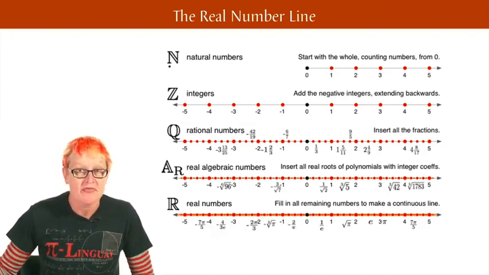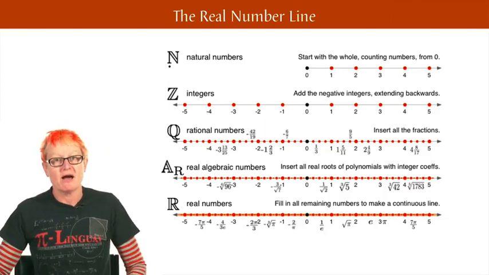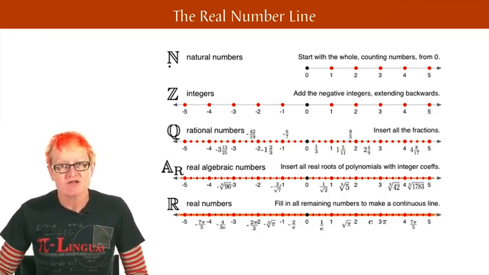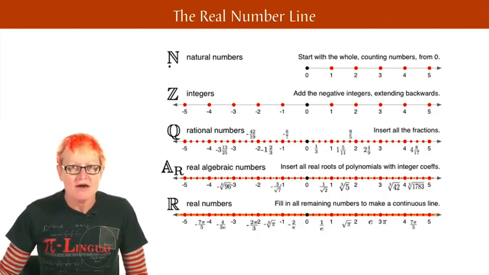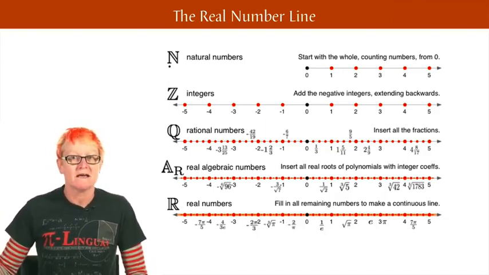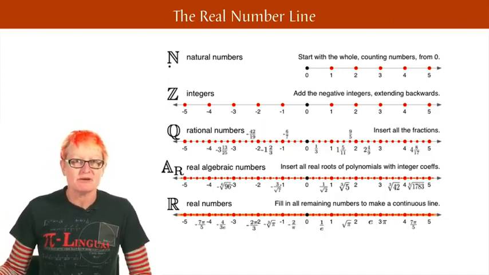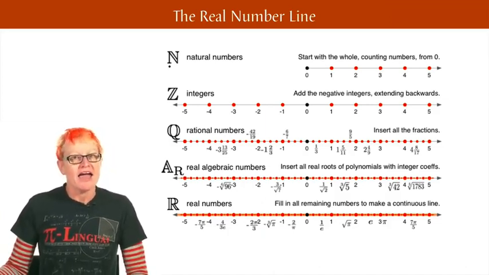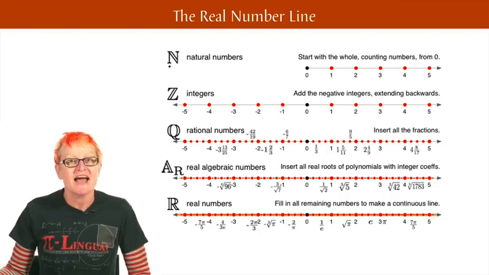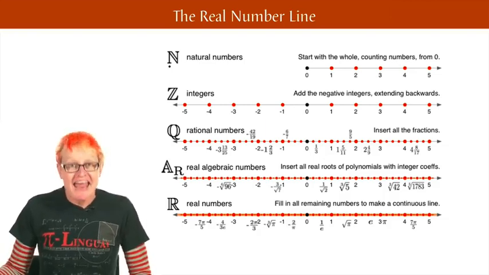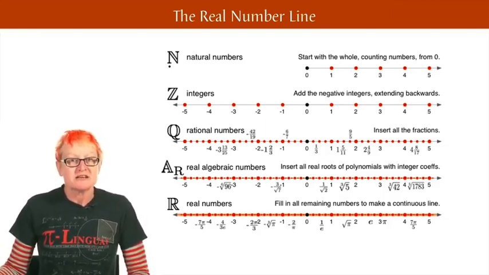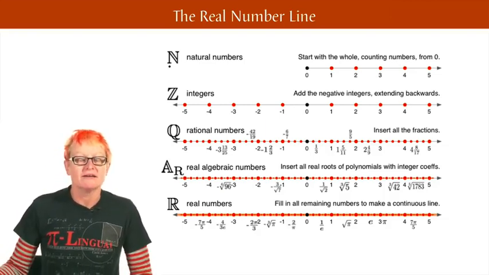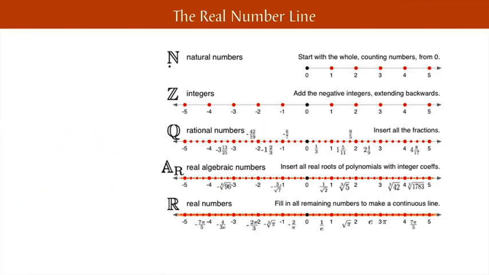The last step to building up the real number line is then to fill in all the remaining space to create a continuous line or continuum. It is only at this stage of the build-up that transcendental numbers like pi and the natural logarithm base e are added. At the end of this lesson, we will see how to express the continuum property of the real number line in predicate logic.